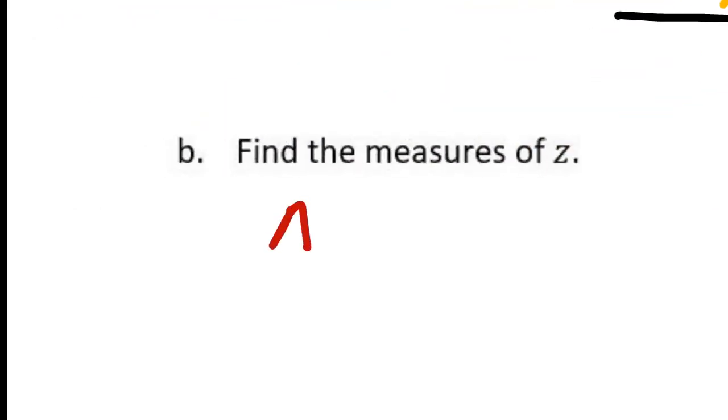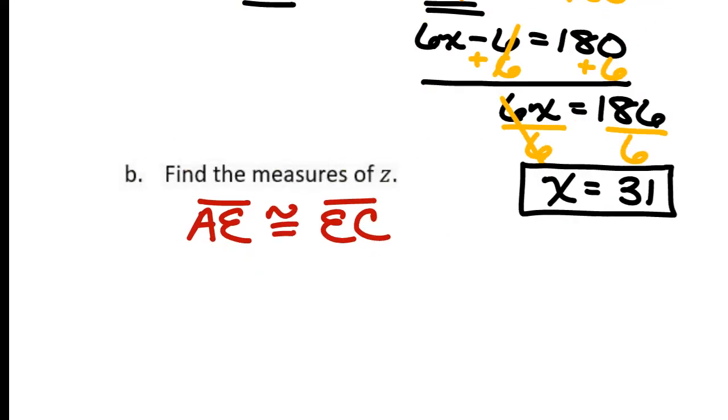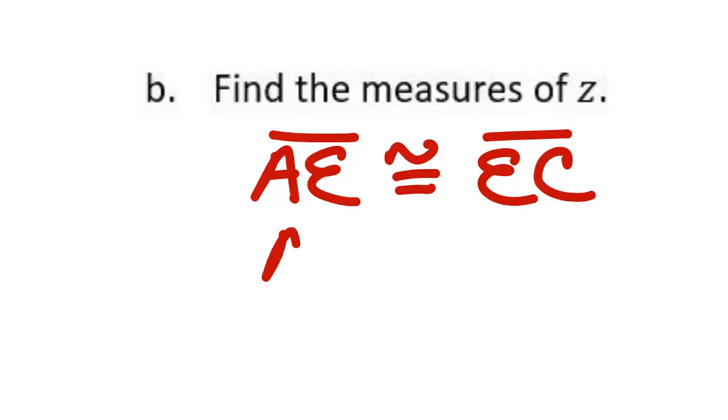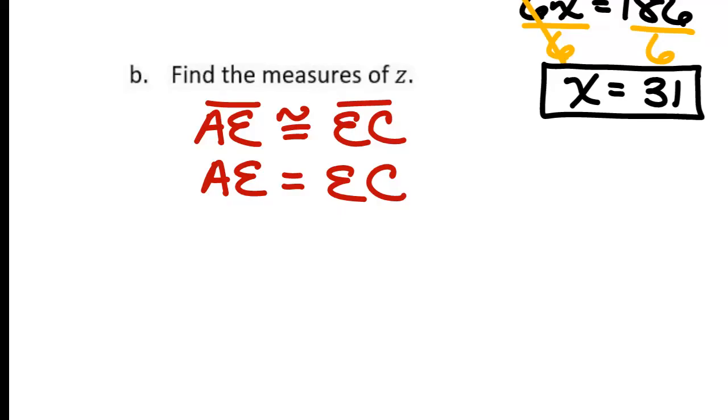AE is congruent to EC. And if those segments are congruent, what does that mean about their measurements? They are equal. So the measurement of segment AE is equal to the measurement of segment EC.